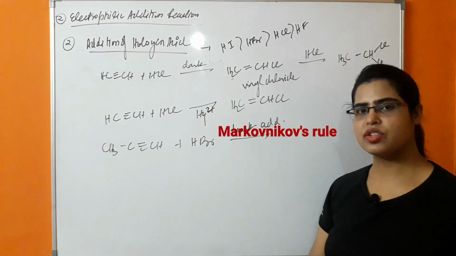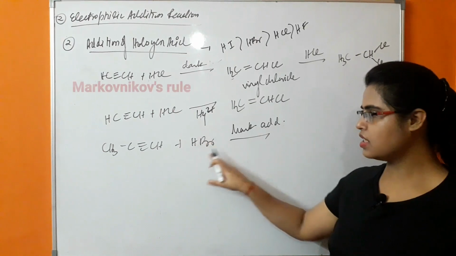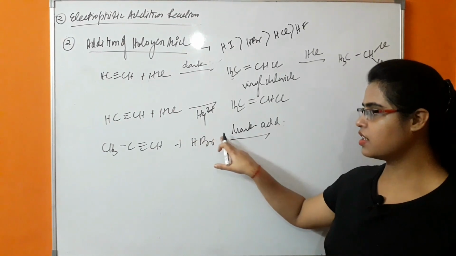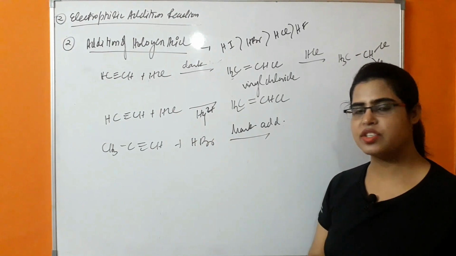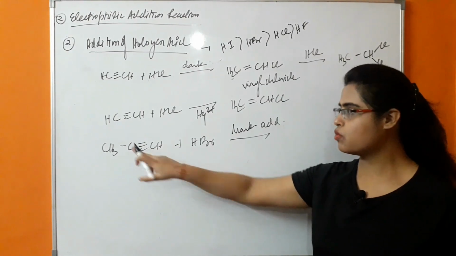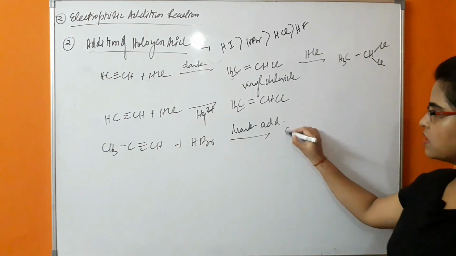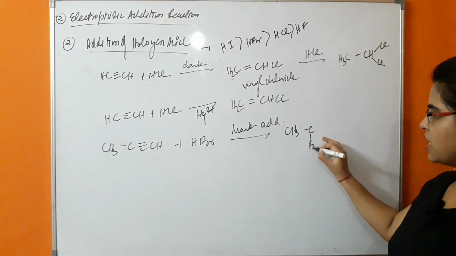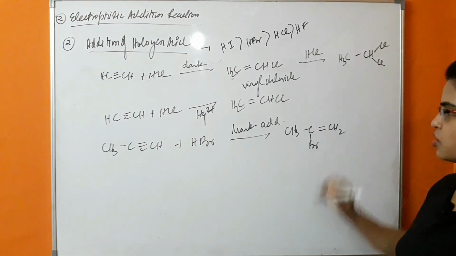In Markovnikov addition, the negative part of the unsymmetrical reagent will attack the carbon which has less hydrogen. So what will be the formation in this case? CH3 CBr double bond CH2.